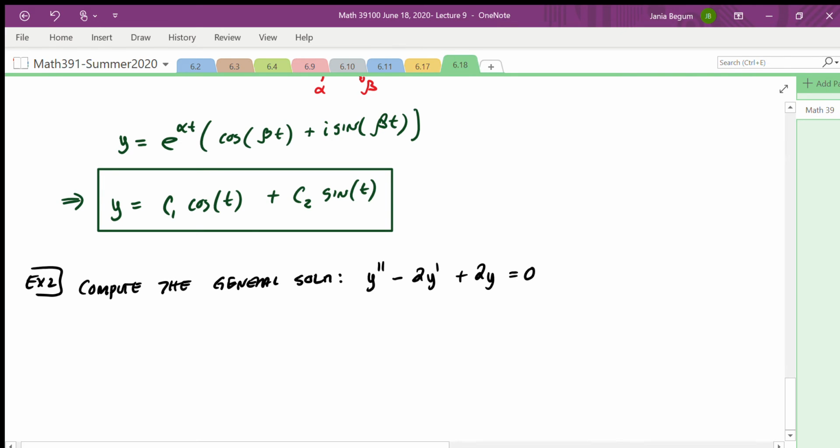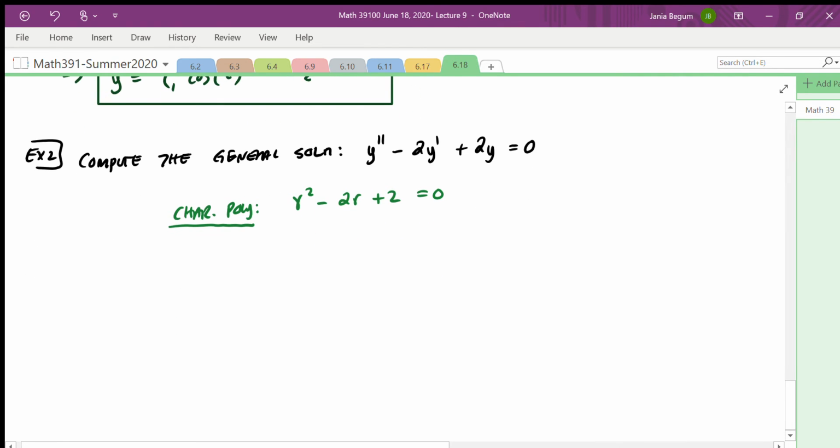r squared minus 2r plus 2. Yep, thank you. So that's the characteristic polynomial. And now from here, you try to factor or you try to use the quadratic formula. Now this one doesn't factor, right? There is no way we can find two numbers that multiply to give us 2 and at the same time add up to -2. So that's not possible in the real line. So we're going to go ahead and use the quadratic formula, right?